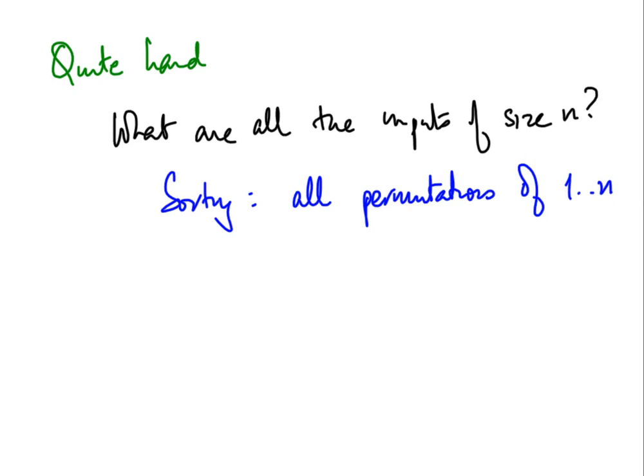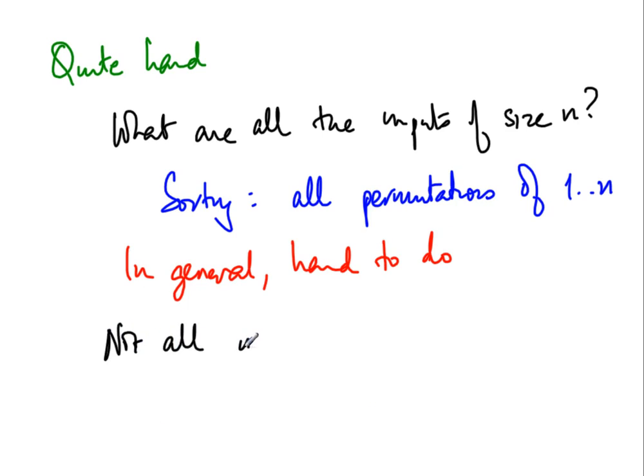But in general, this is hard to do. It's hard to even come up with a valid set of all possible inputs of size n. So remember, for instance, the problem that we had about the video game with the points on a plane. How do you enumerate all possible distributions of points in the plane? It's very hard to even come up with that number, and it's not in general something which is reasonable.